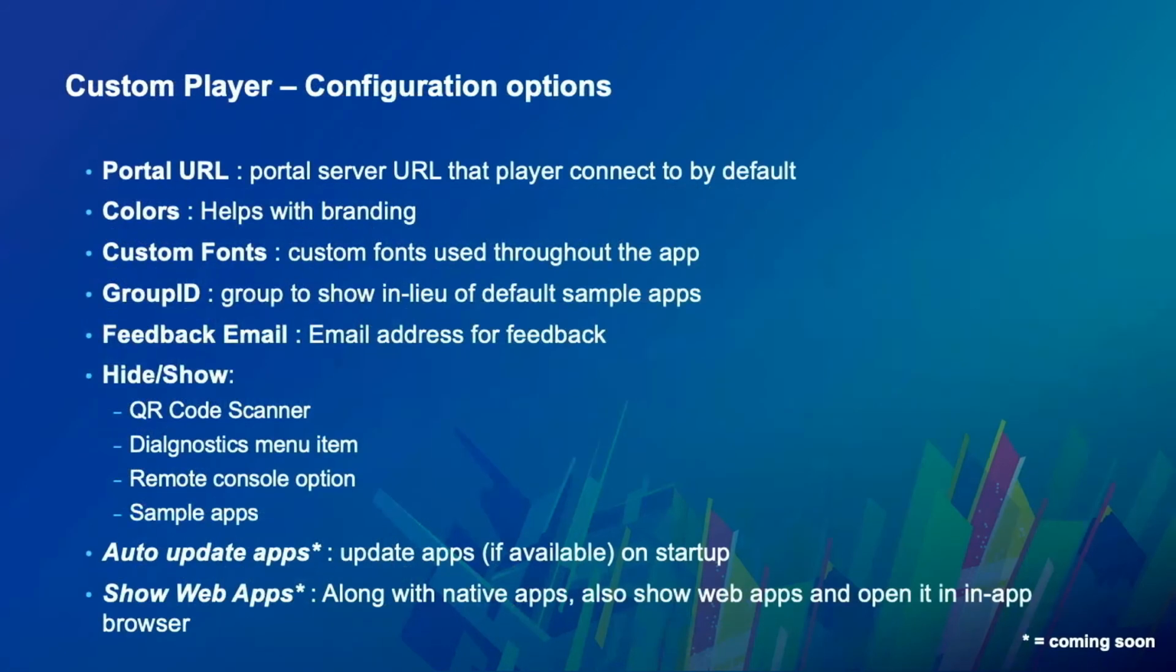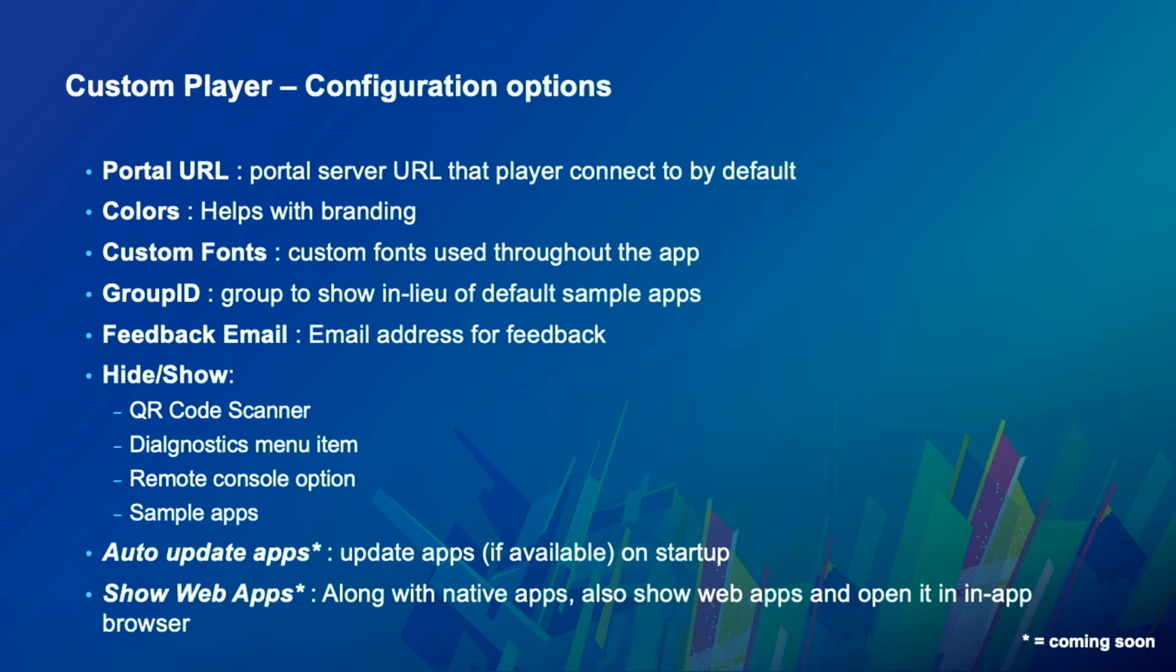So what are some of the options available? These are the out-of-the-box options available. You can specify which portal URL you want to hit, right? If you don't specify, it goes to arcgis.com, but you can specify your enterprise. You can specify your specific account. It's already there, ready to go.